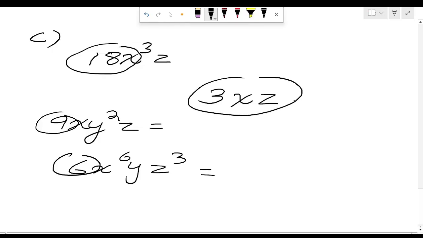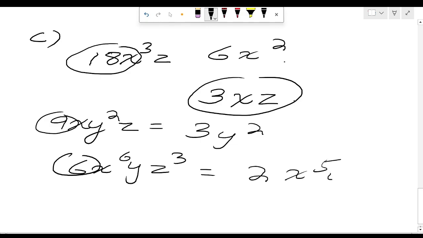Now let's find the uncommon factors. So the uncommon factor for the first: 3 sixes are 18, so we will write 6 here, then x square, and z will be cancelled. Then we found out that 3 threes are 9, and we will just have 3y square. And then what do we have here? 3 twos are 6, so we will write 2 here. We will just have x power 5 here, y here, and we will have z square.